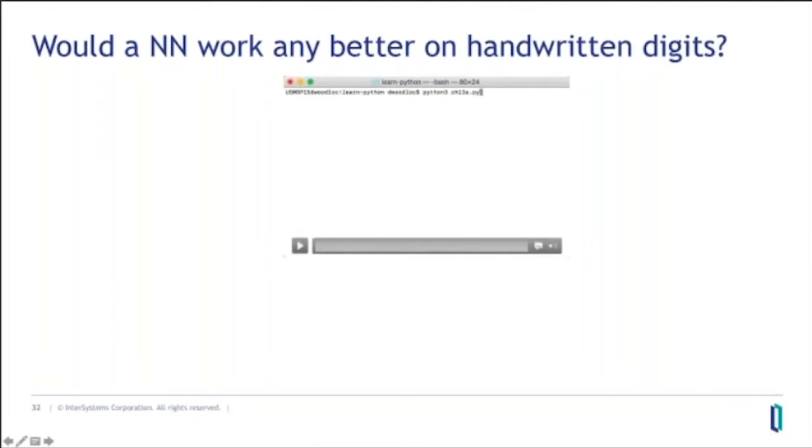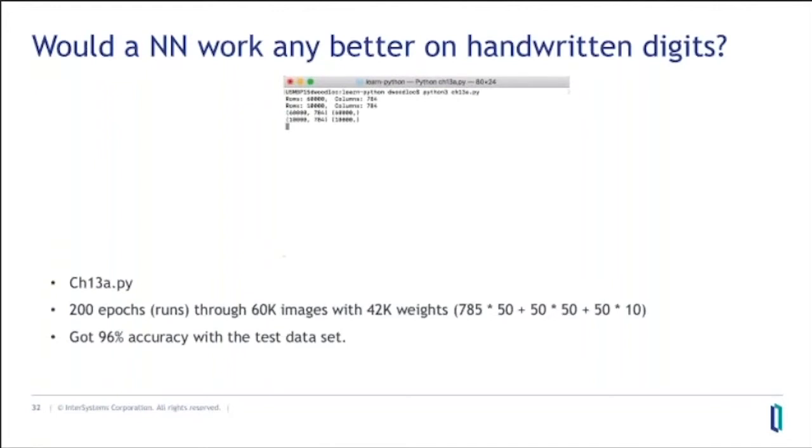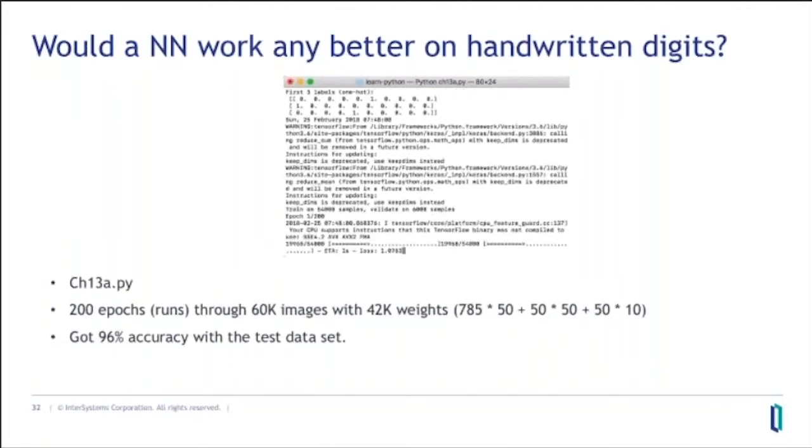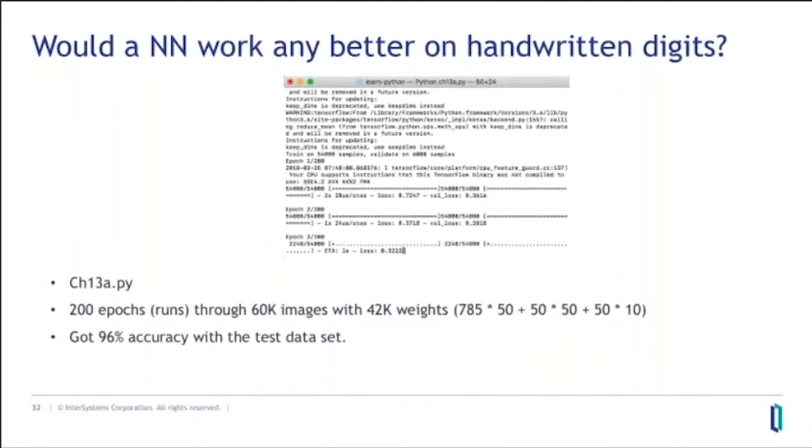What would you guess? Let's see for sure. Yeah, 96, Jeff. That's excellent. Oh, let me stop it too.